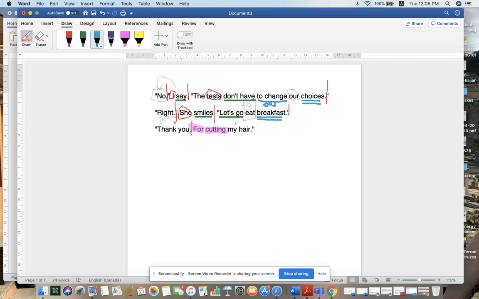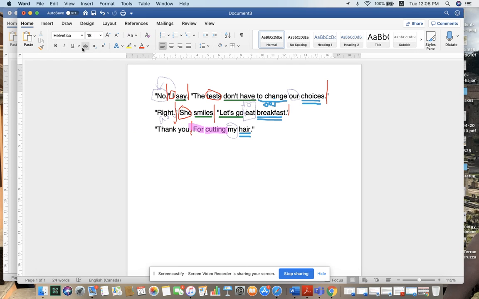Before I get to thank you, I'd want to do this one. For cutting, and remember that gerunds do take direct objects. Cutting what? Hair. Whose hair? My hair. Awesome. So now thank you. I want to break up into a very workable chunk here at the very bottom. So just give me a second here.